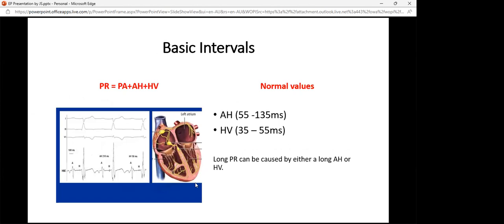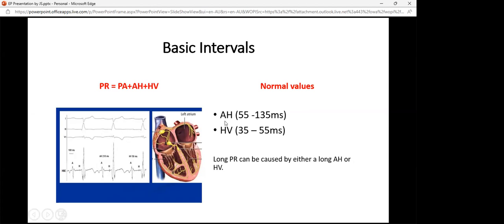Once all those catheters are in and we've got all our signals, the first thing we want to do is some very basic intervals. There are 3 intervals we do. The PA interval, we don't measure very often, but it represents the conduction time from the sinoatrial node through the atrium to the AV node. It just gives us an idea of what the intraatrial conduction time is. That should be fairly quick in a 20-year-old, and in this instance it was. But if you've got scarring in the right atrium, then your PA interval might be quite delayed.